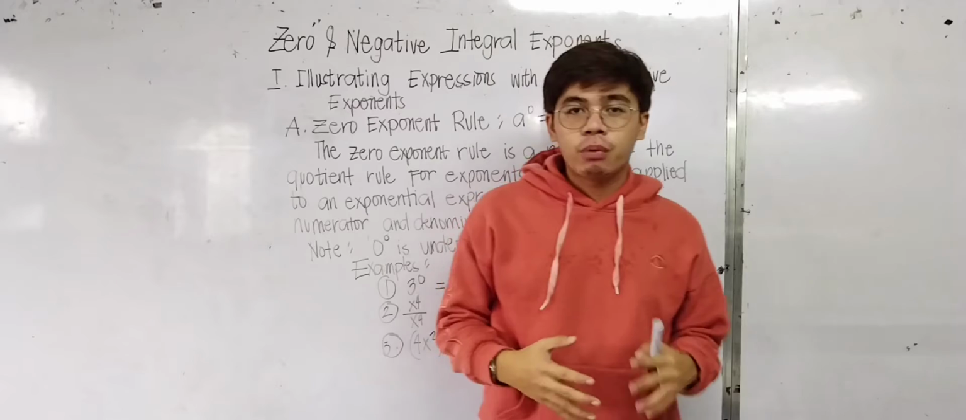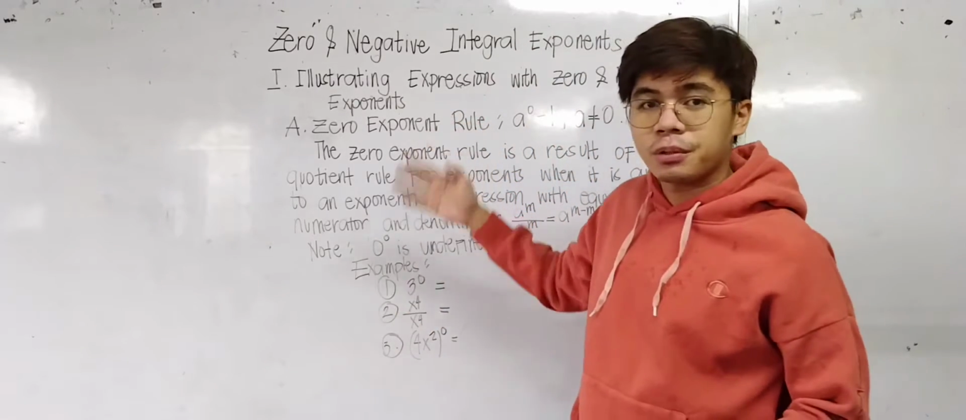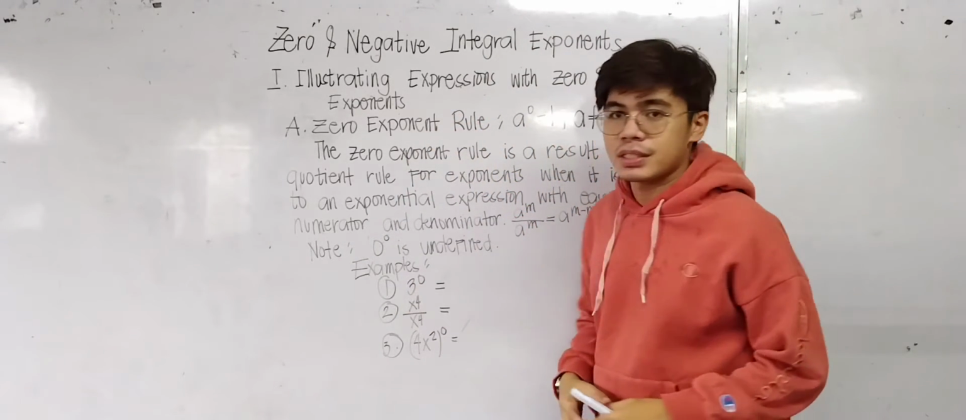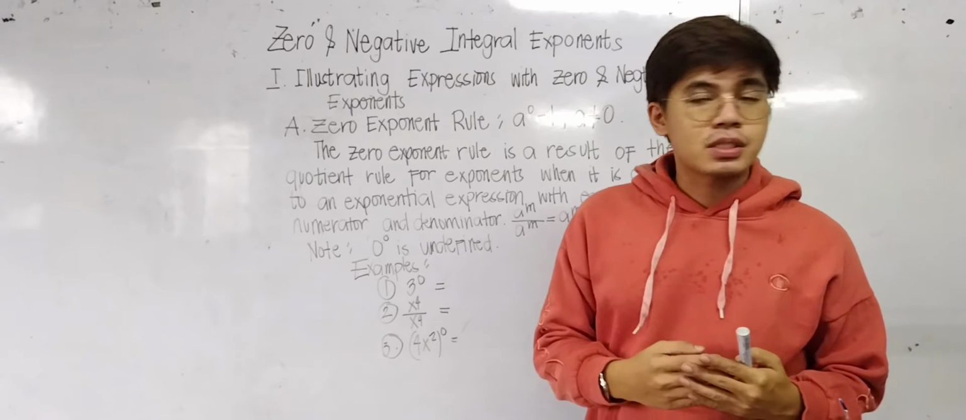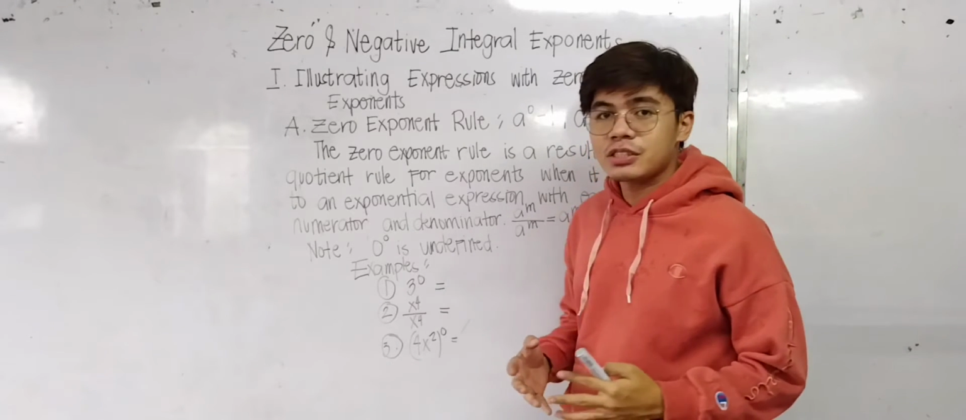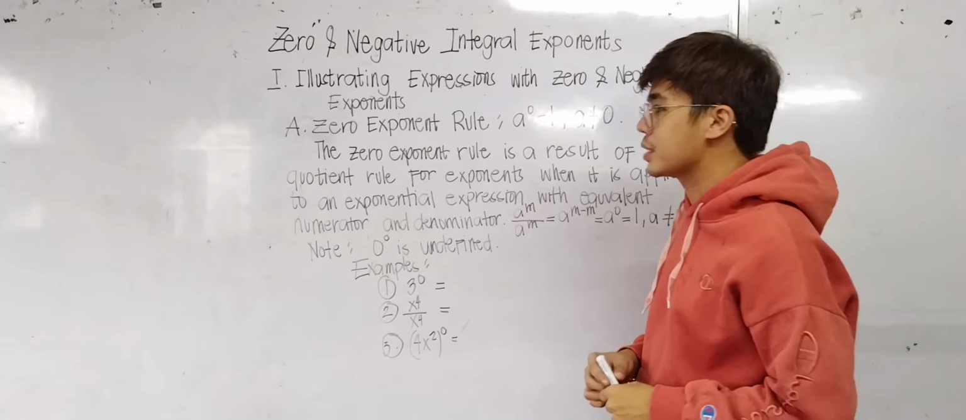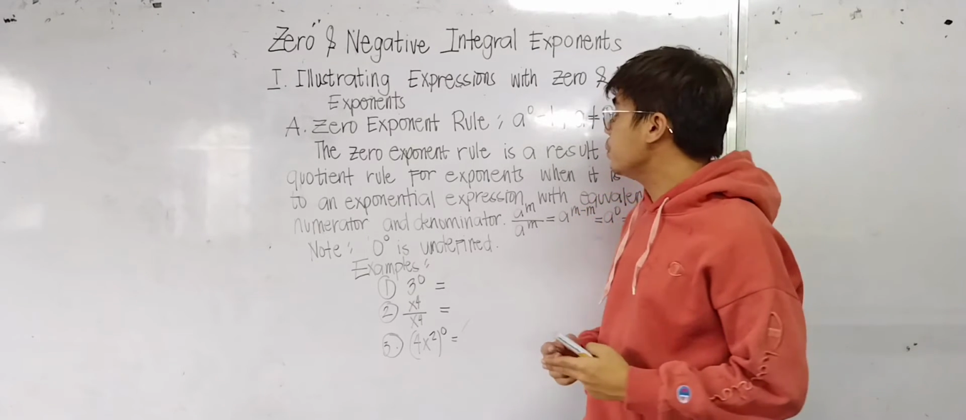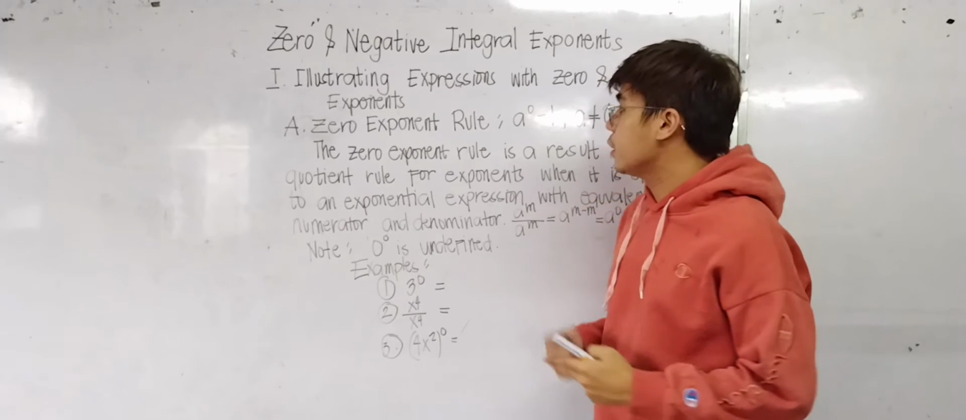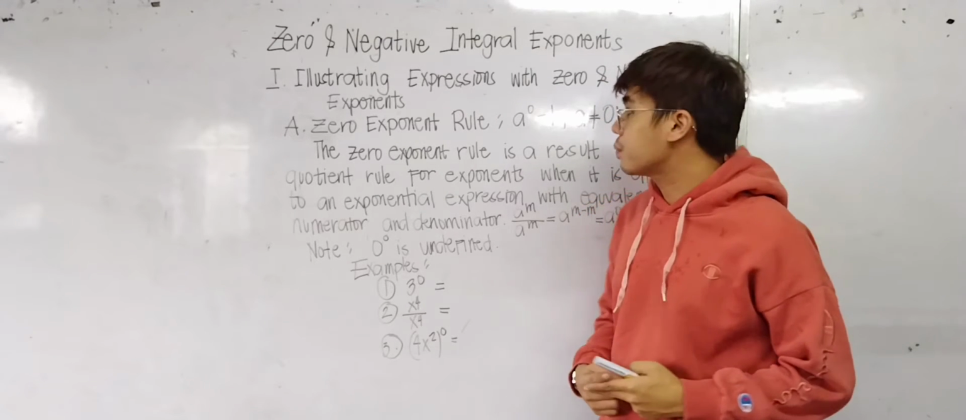Now for today, we will discuss all about zero and negative integral exponents. There are 4 topics to be discussed in this lesson. Let us discuss first illustrating expressions with zero and negative exponents. Under here, we have 2 rules to be followed. First is the zero exponent rule.